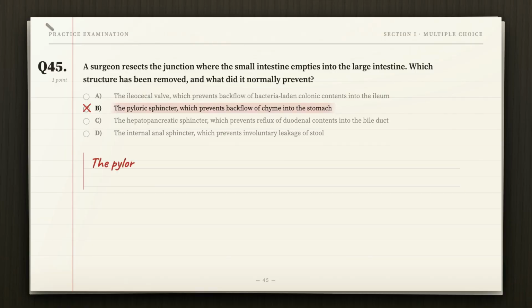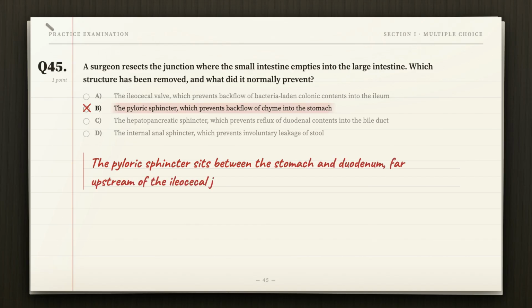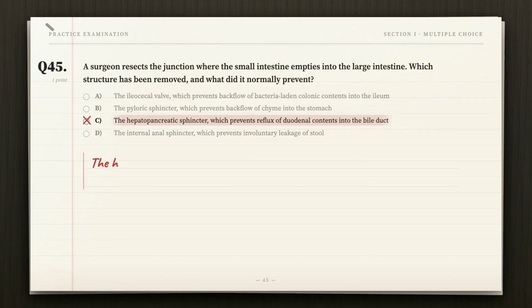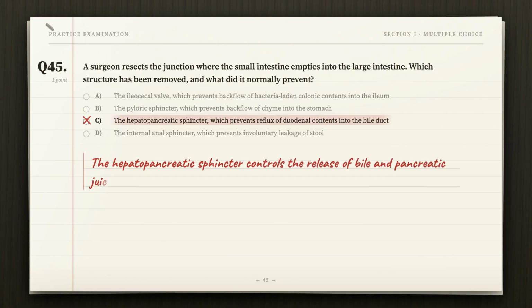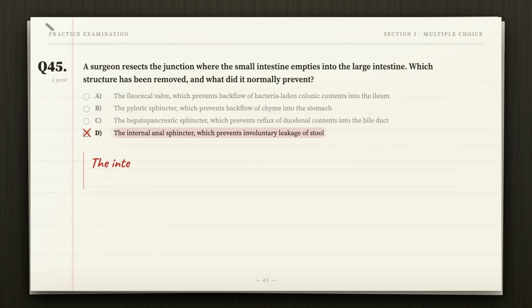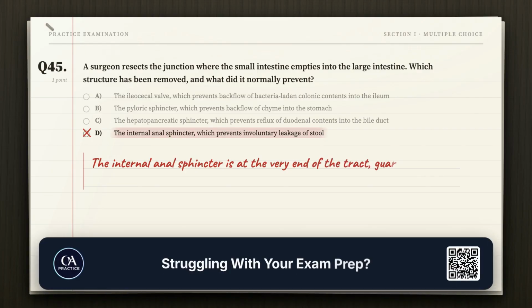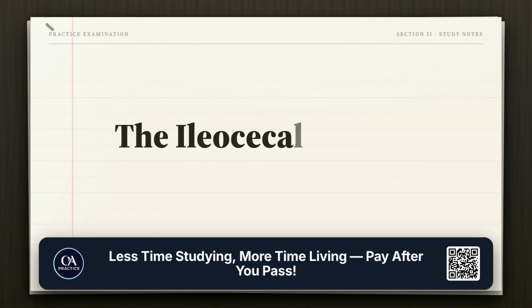B is wrong because the pyloric sphincter sits between the stomach and duodenum, far upstream of the ileocecal junction. C is wrong because the hepatopancreatic sphincter controls the release of bile and pancreatic juice into the duodenum through the major duodenal papilla. D is wrong because the internal anal sphincter is at the very end of the tract, guarding the anal canal rather than the ileocecal junction.